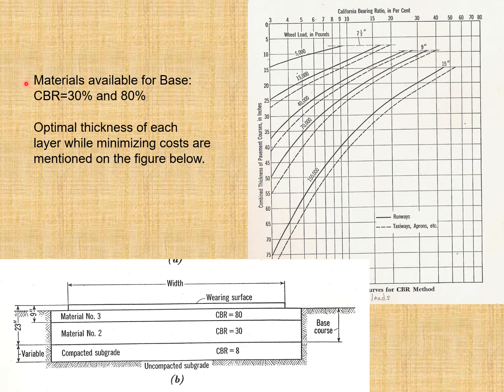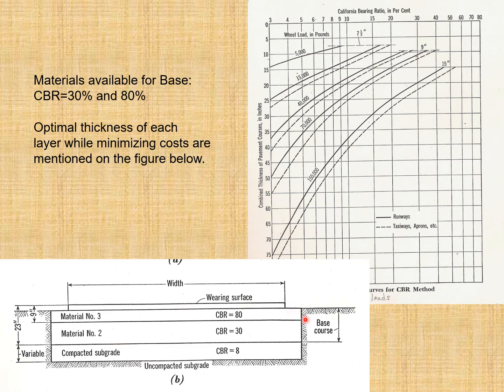Okay, now look at this. Materials available for base: CBR 30% and 80%. So just take it like this: we have two materials for the base, one with CBR equal to 30%, and one with CBR equal to 80%. The optimal thickness of each layer while minimizing costs is shown in the figure below.